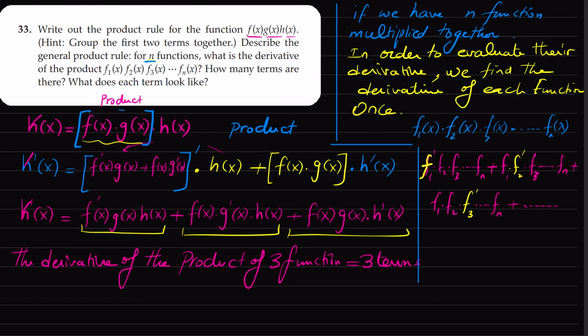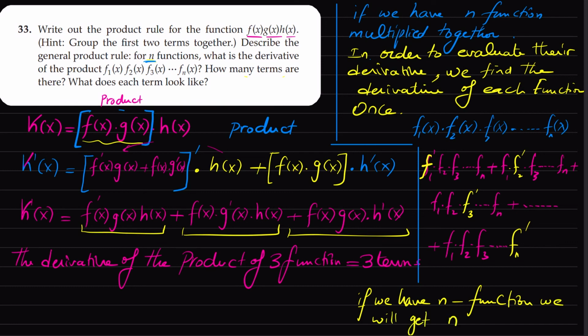plus we keep going like that until we reach the last thing, f1 multiplied by f2 multiplied by f3 multiplied by the last term. We do the derivative of the last function. So every time we do a derivative for one function alone. Now, how many terms are there and how does a term look like? We said how it looks like. So if we have n functions, we will get n terms added together.